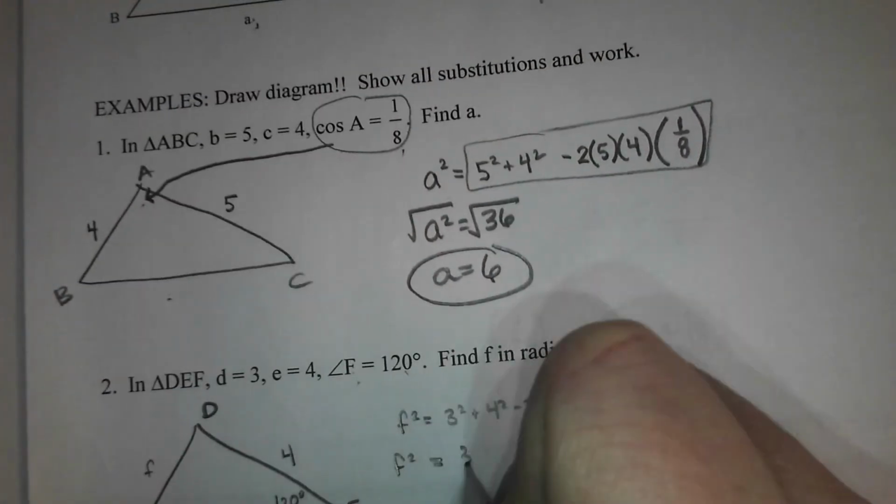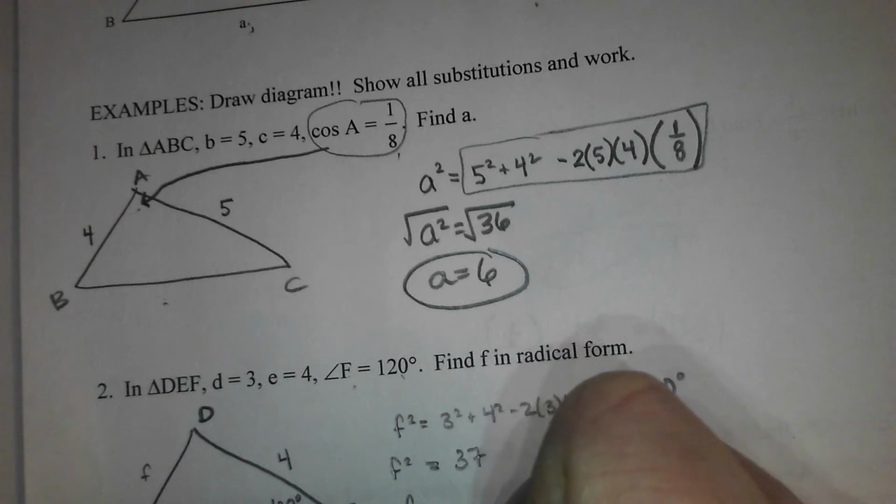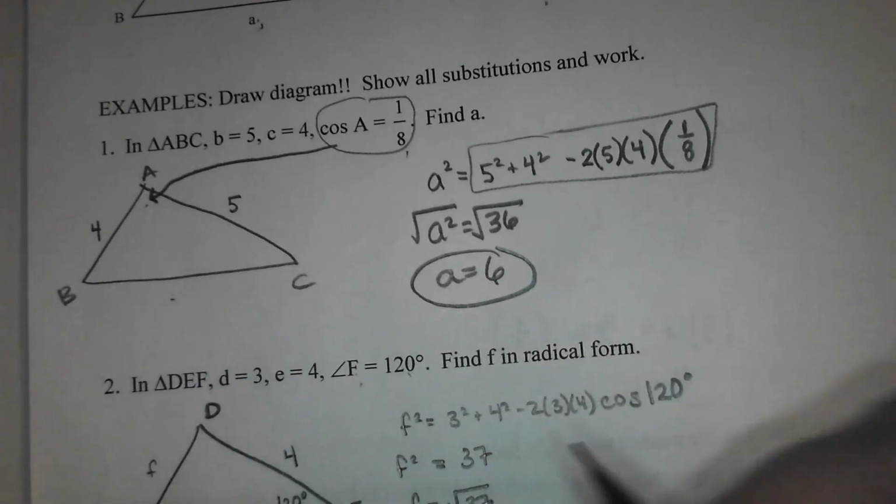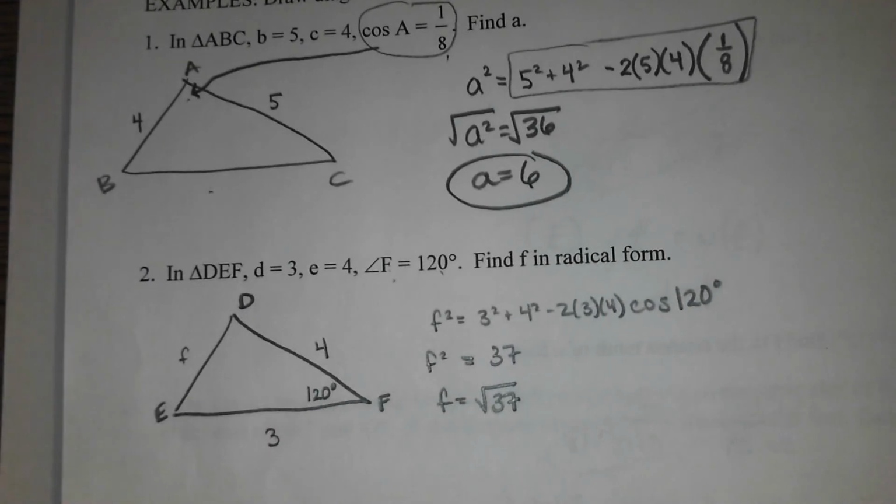Okay, so F squared is 37. So then F in radical form would just be radical 37. Can we reduce that at all? No. Nothing goes into 37. I think 37 is prime. Okay. All right, jump to 4.